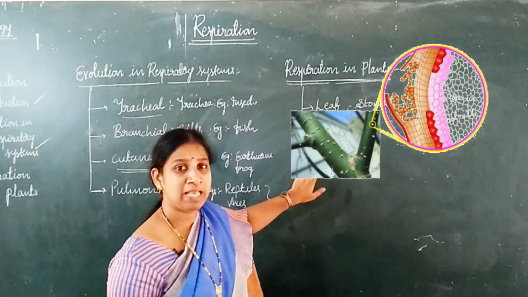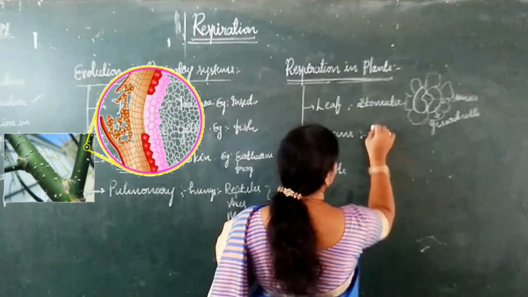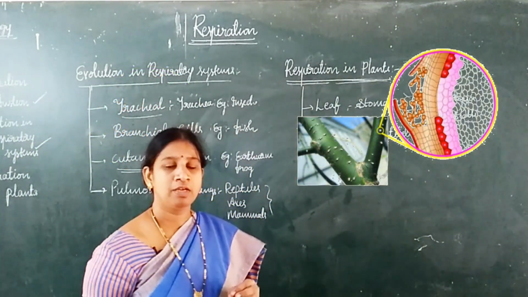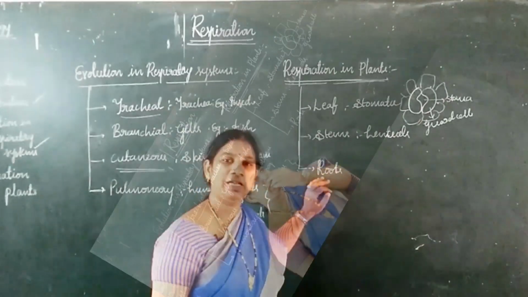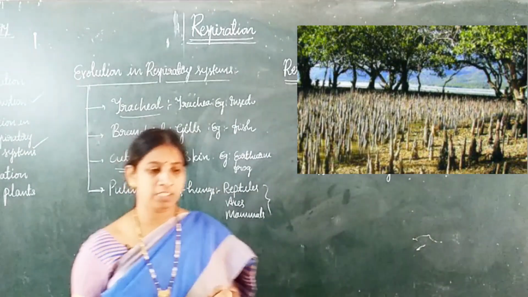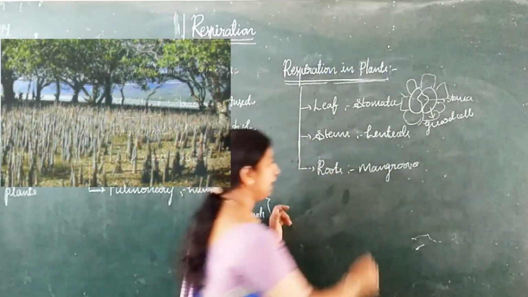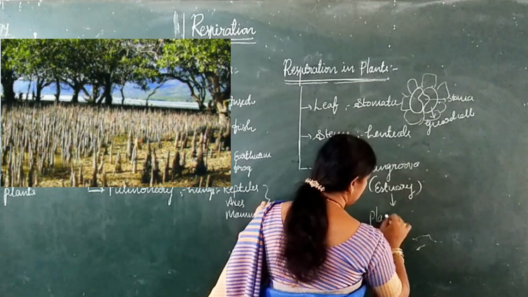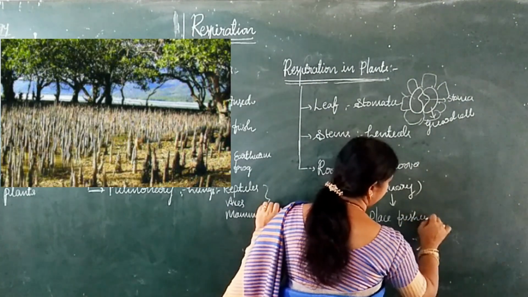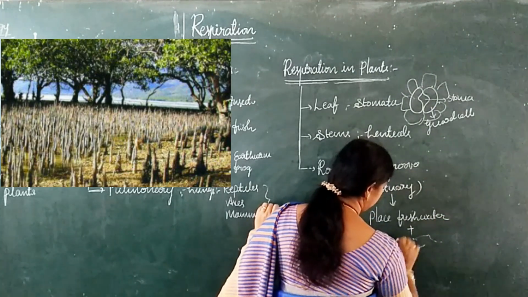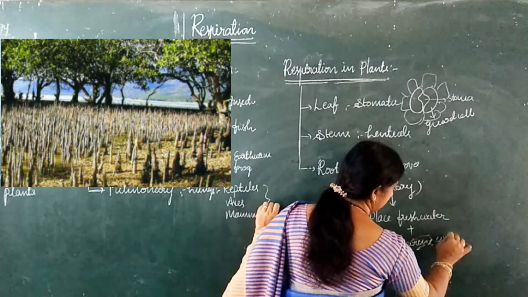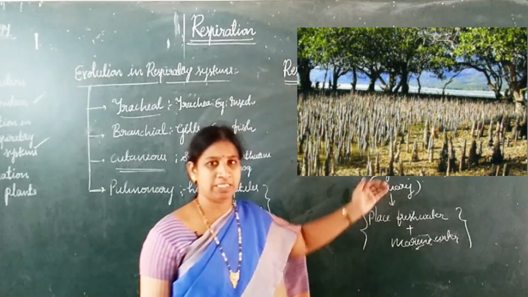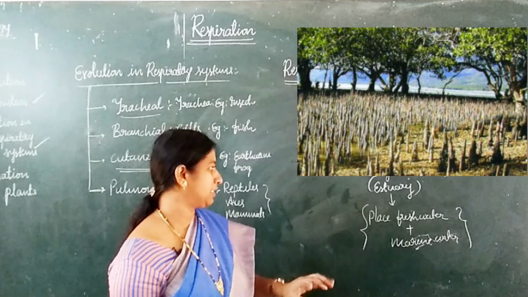In some plants, stems have special structures called lenticels. Here the lenticels are used to take in and release air. In some plants like mangroves, which grow in estuaries. What is an estuary? An estuary is the place where fresh water mixes with marine water, nothing but sea water mixing with the rivers. So those particular points are called estuaries.